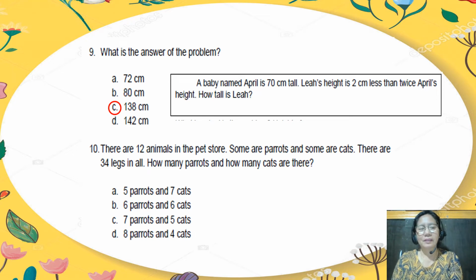Number 10, last number. There are 12 animals in the pet store. Some are parrots and some are cats. There are 34 legs in all. How many parrots and how many cats are there?